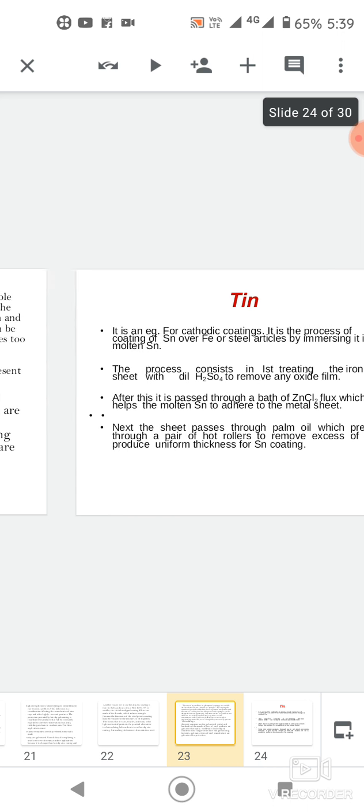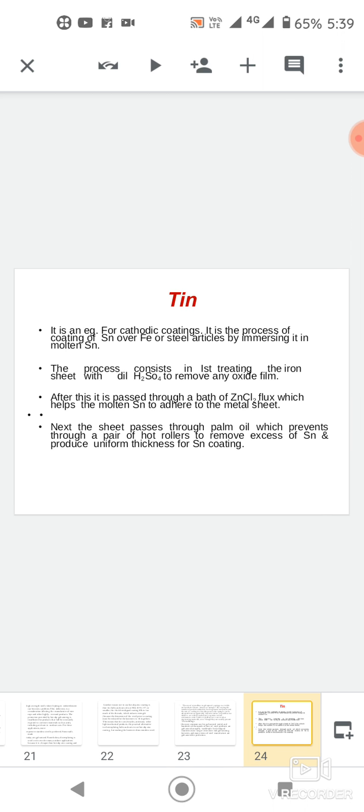And the next one is tin coating. Tin coating is generally applied to sheet steel by hot dipping. Tin coated sheet is usually referred to as tin plate. It is used for food packaging containers. The tin coating on steel tin plate provides good corrosion resistance as long as the coating is intact.